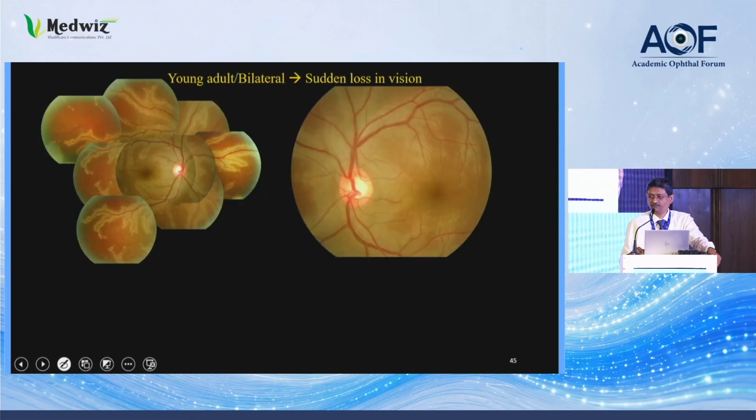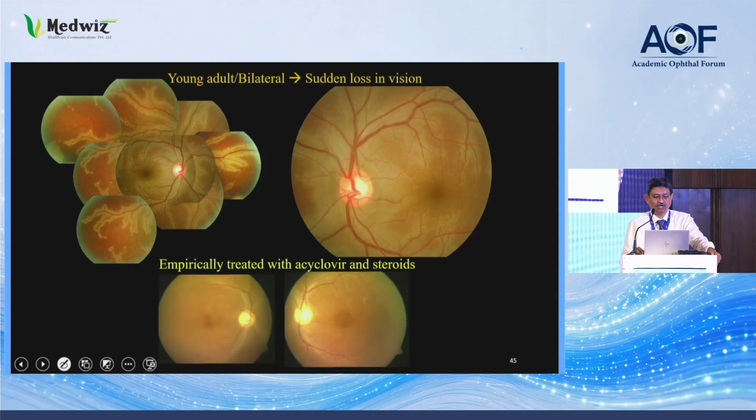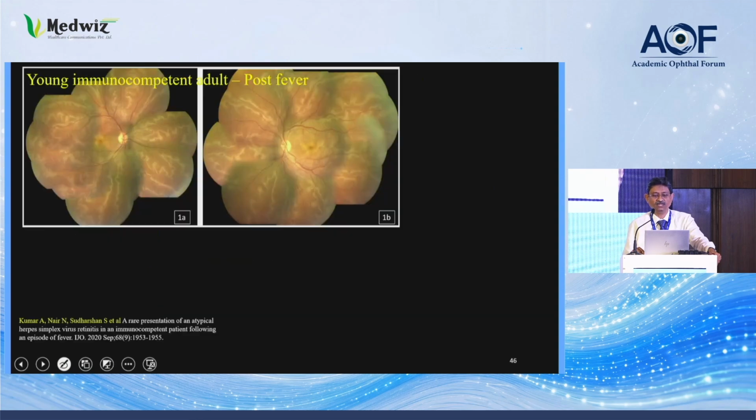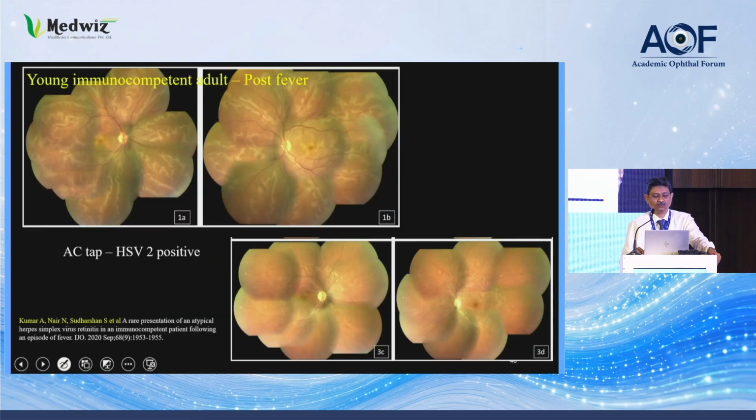And just a few glimpses of non-necrotizing retinitis. This is a young adult with bilateral sudden loss of vision who was treated empirically with acyclovir and steroid, with good resolution and some amount of optic atrophy. And this is another case, a post-fever immunocompetent adult who turned out to be HSV2 positive on aqueous tap PCR.